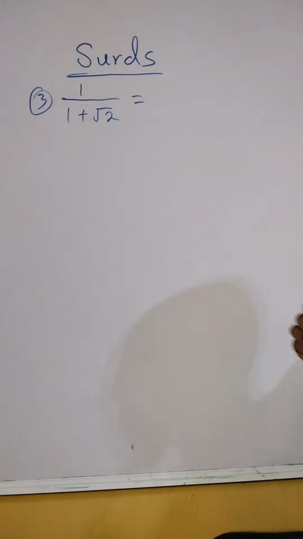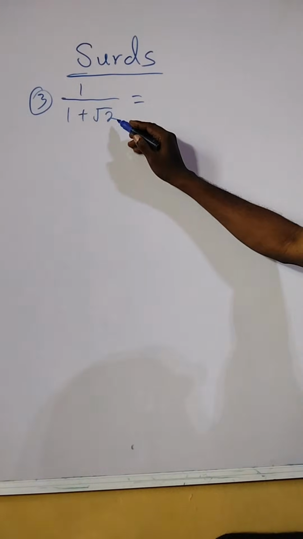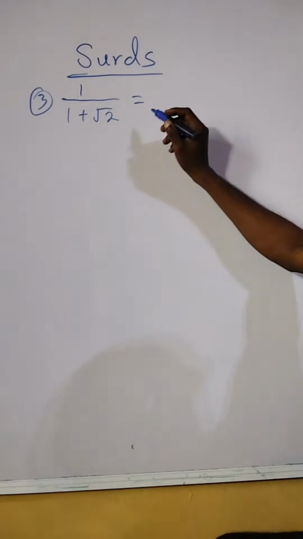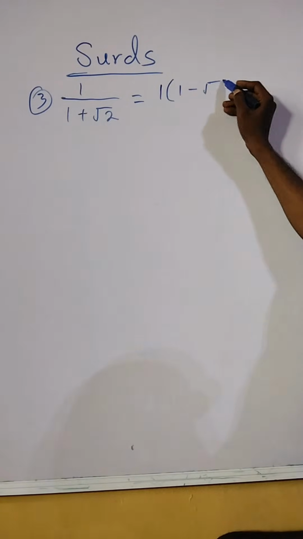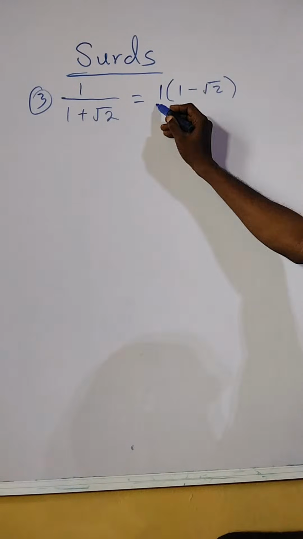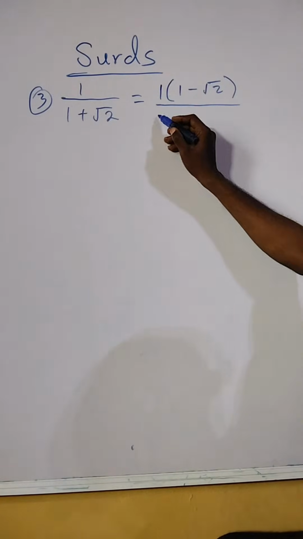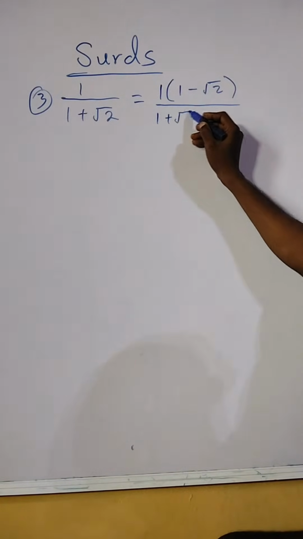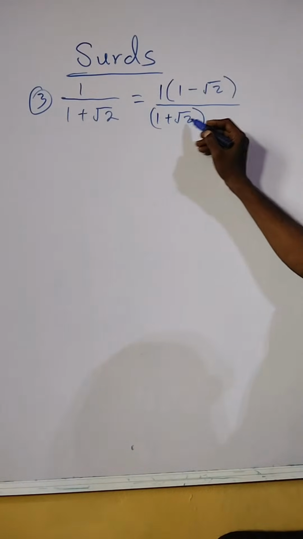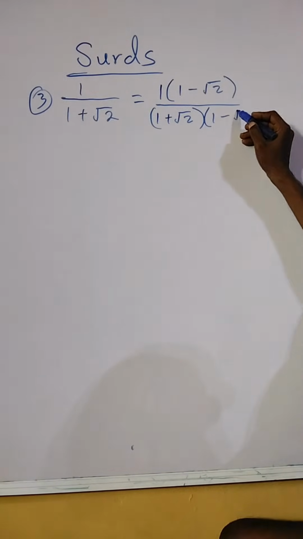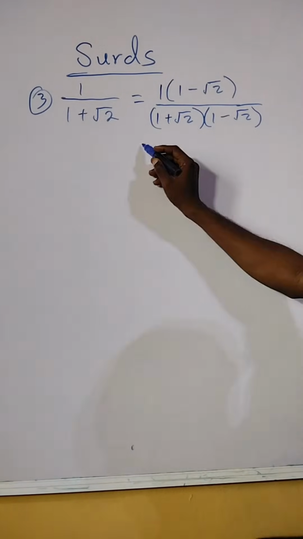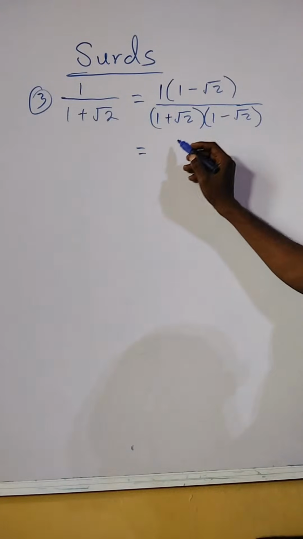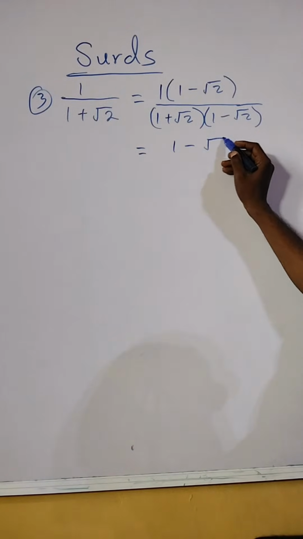Now we rationalize this, multiplying the numerator and denominator by the conjugate surd of the denominator. That is, this becomes 1 times 1 minus root 2, then divided by, also multiply this by the conjugate. That's 1 plus root 2 multiplied by also 1 minus root 2. Then also we simplify further. 1 times this is taken as 1 minus root 2.